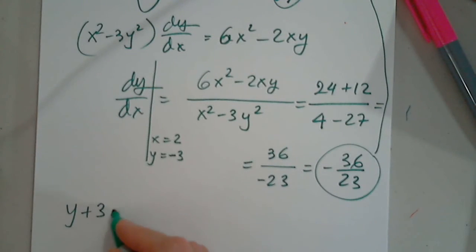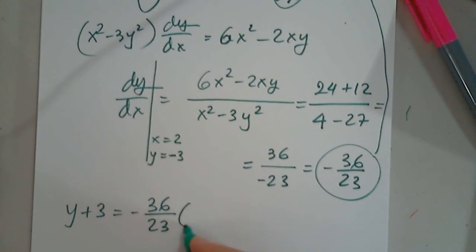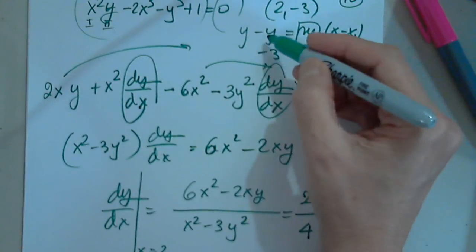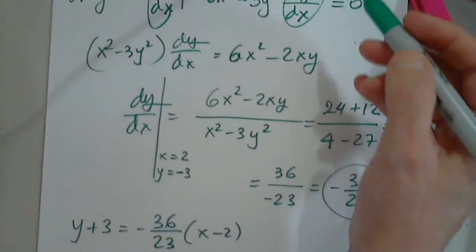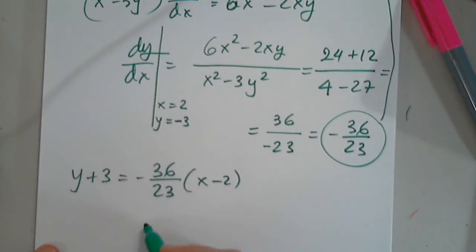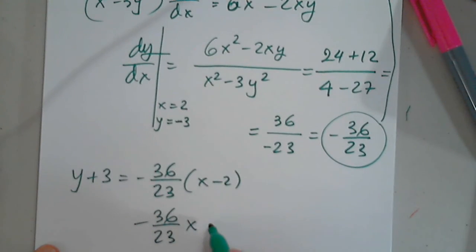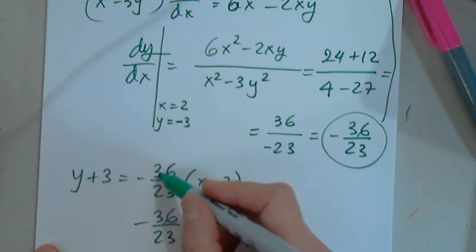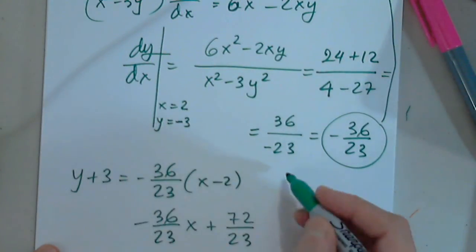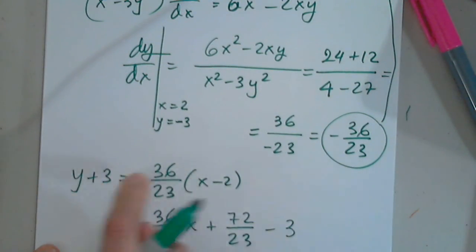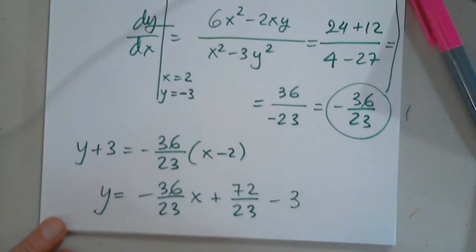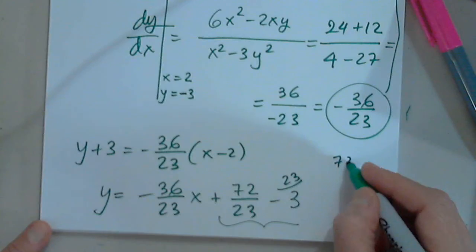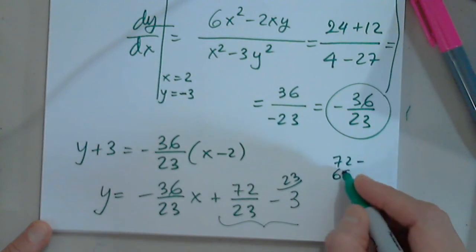So y plus 3 equals negative 36 over 23, times x minus 2. The reason why I write it like this is because I don't want to write 3 times parentheses, minus minus changes into plus. And minus 2 is minus 2. I distribute negative 36 over 23 x plus 72 over 23, because I need to multiply by negative 2. 36 times 2, 72. And remember, minus 3. I move it from here, it's positive, to the other side is negative. I have to find the least common denominator, multiplying the top by 23. So I have 72 minus 69, is it?